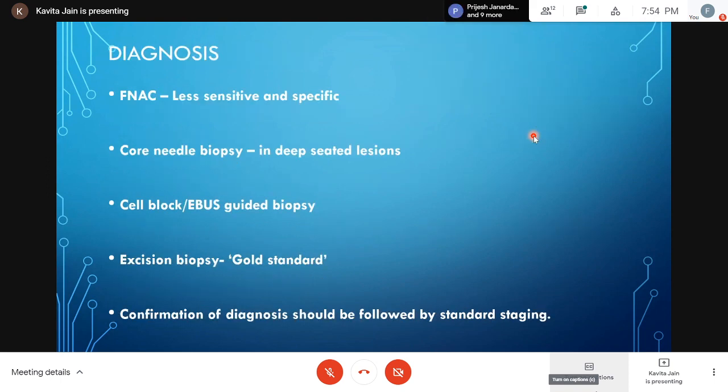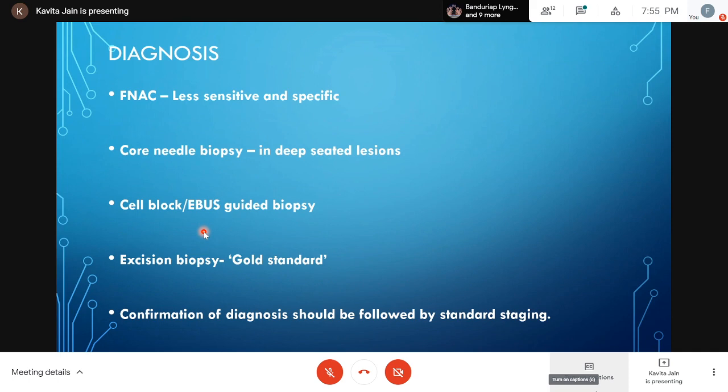So what are the materials we can get for diagnosis? Of course, FNAC is less sensitive and less specific. Now I hardly see any rediagnosing. And we can say that there are Hodgkin cells, but of course we need the support of the biopsy. So core needle biopsy should be acceptable in deep-seated lesions, although we see our clinicians in a habit of giving us just true-cut biopsies from the cervical nodes too. Although we should always ask for excision biopsy, which is the gold standard.